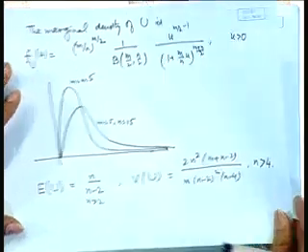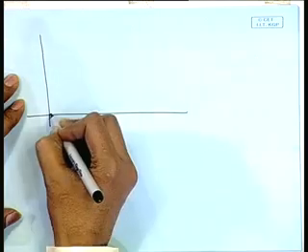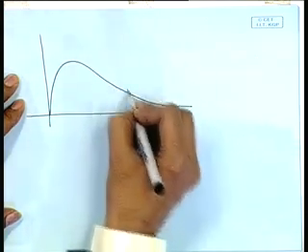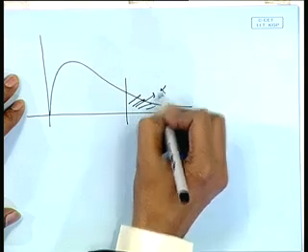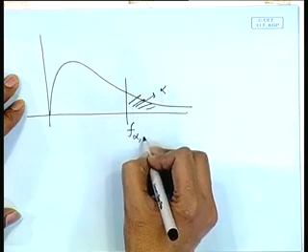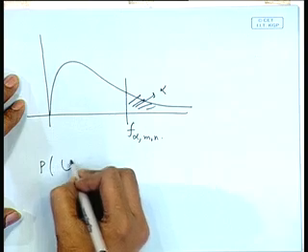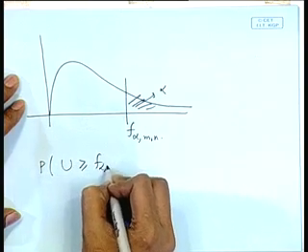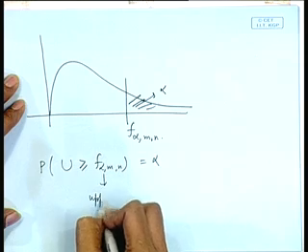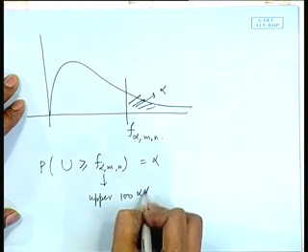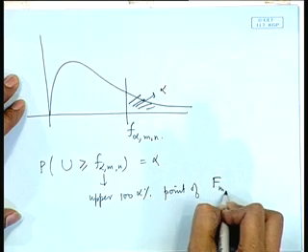In this positively skewed distribution, we concentrate on the points here. So, if I have this probability equal to alpha, then this point is termed as f alpha m n. That is, the probability of u greater than or equal to f alpha m n is equal to alpha. That is, this is the upper 100 alpha percent point of the F m n distribution.